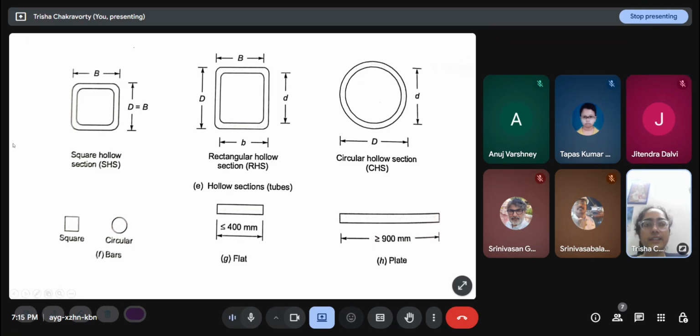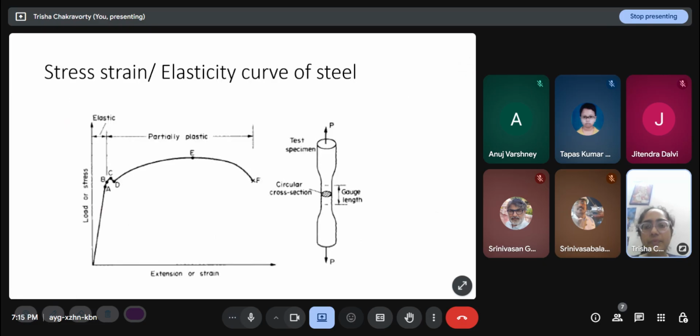In concrete, the column will be 300, 400, 500 mm, that kind of dimensions. Here it is much lesser because steel has a higher strength to weight ratio. This is the elasticity curve of steel, the stress strain curve.